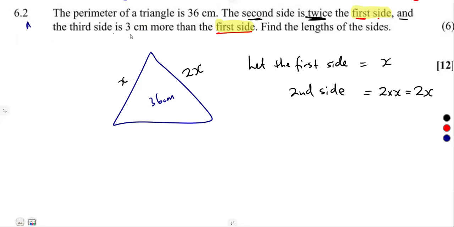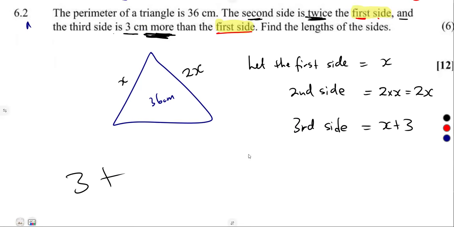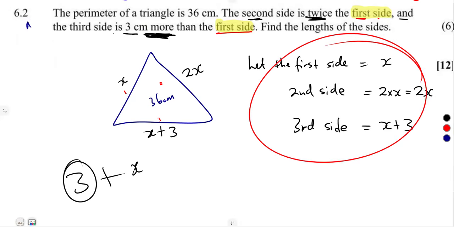And the third side is 3 centimeters more. 3 more, you add 3 to that. So that's our third side, 3 more than the first side. So that's x plus 3. From what you're given, add 3. x plus 3. So these are the sides of the triangle, the first one, the second one, the third one, in terms of x.